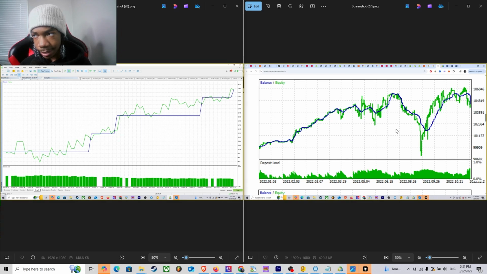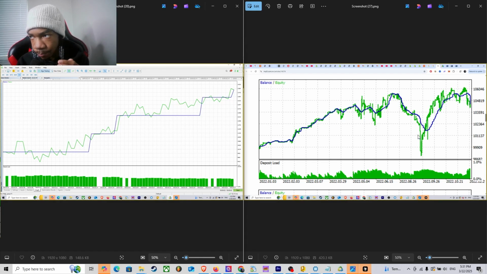And I'm testing this on MetaTrader. If you test your strategy on MetaTrader, this is what you'll see. You'll see this chart on MetaTrader. But whatever you use, if it shows a chart like this, it shows your equity and balance. You want your equity to be up top of the balance most of the time. You don't want your equity at the bottom or see big dips.